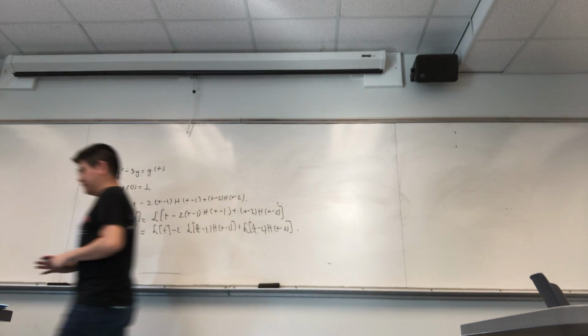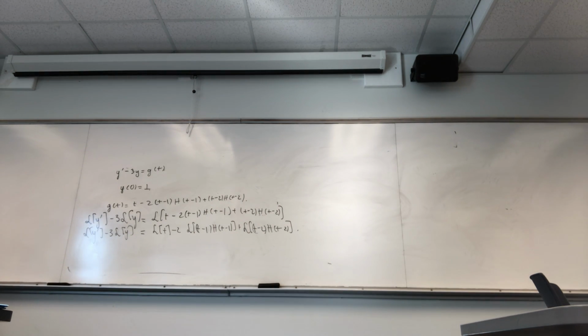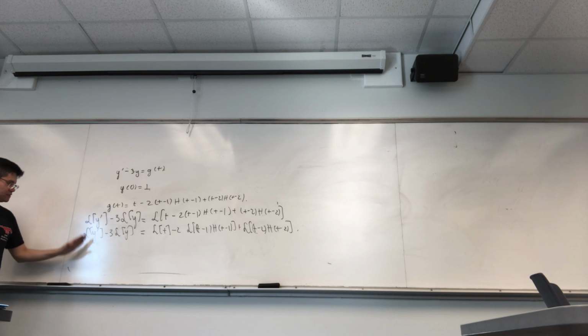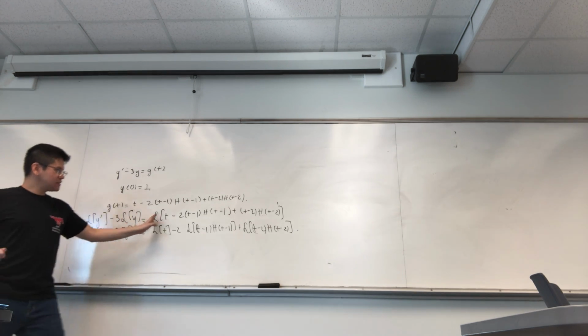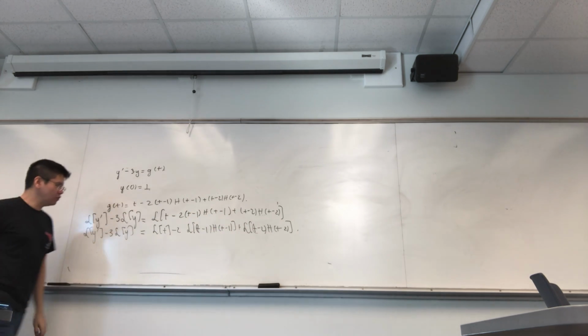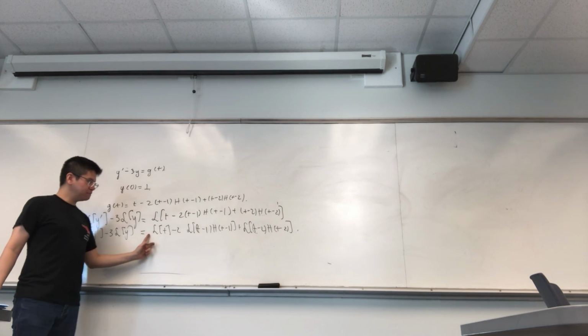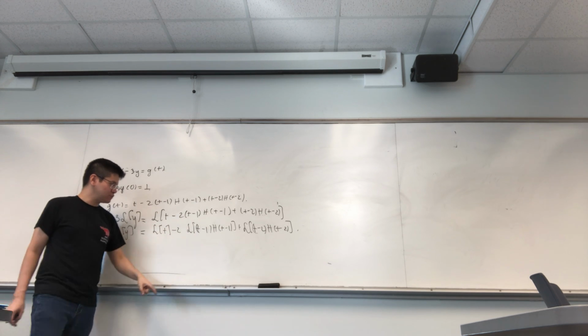Right? So I explain again. In this case, you have a first order differential equation, y prime minus 3y is equal to g of t, where g of t is (t minus 2) h(t minus 1) plus (t minus 2) h(t minus 2). Again, you take the Laplace transform on both sides. On the left hand side, you get the Laplace transform of y prime minus 3 times the Laplace transform of y. On the right hand side, you have the Laplace transform of the whole thing, and so this splits into 3 Laplace transforms.